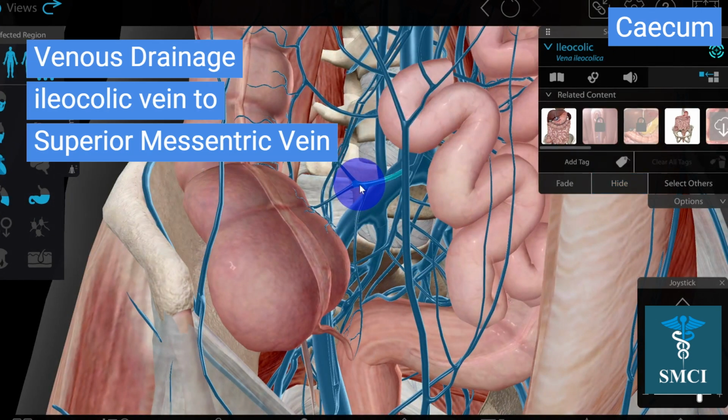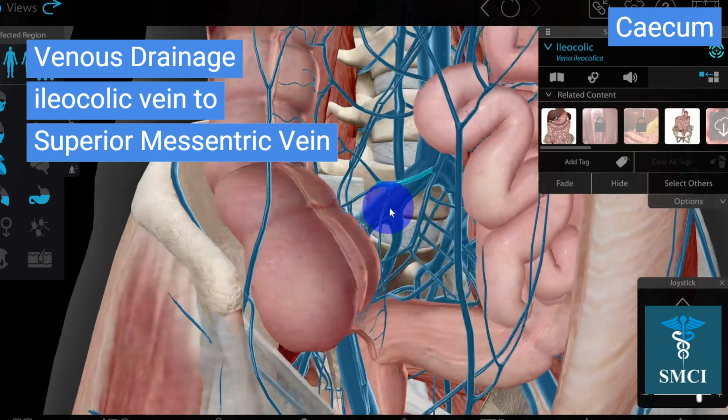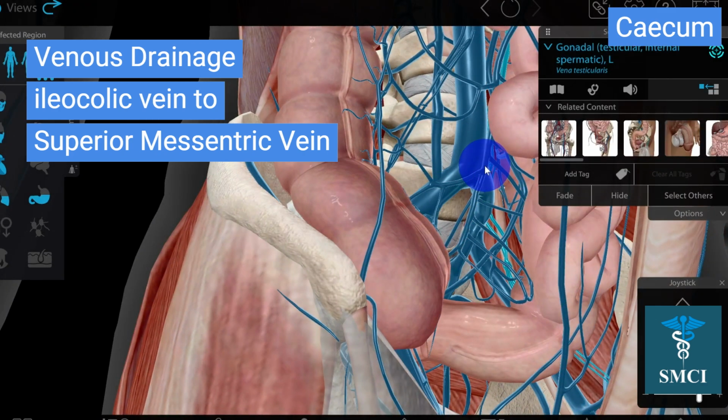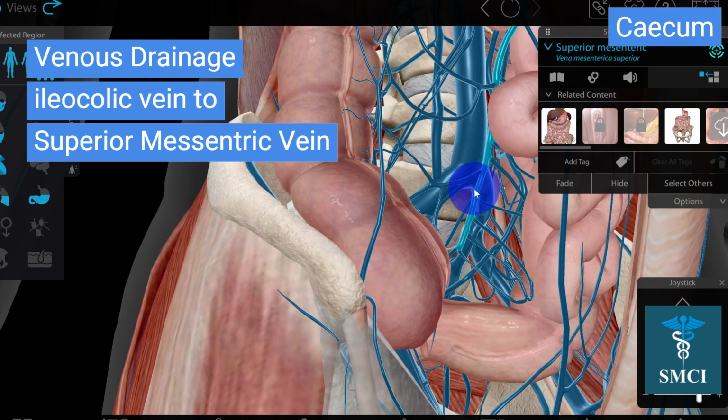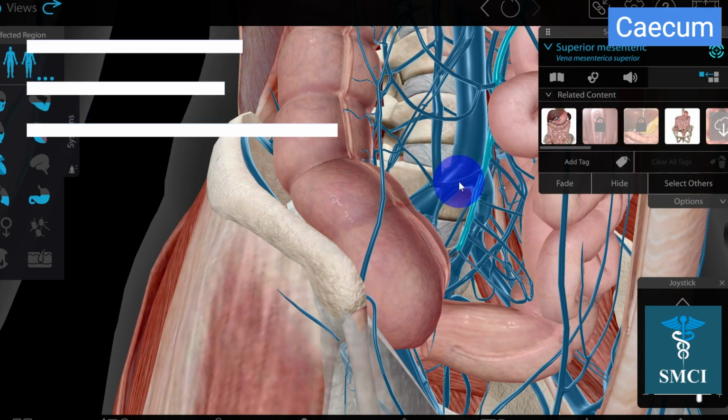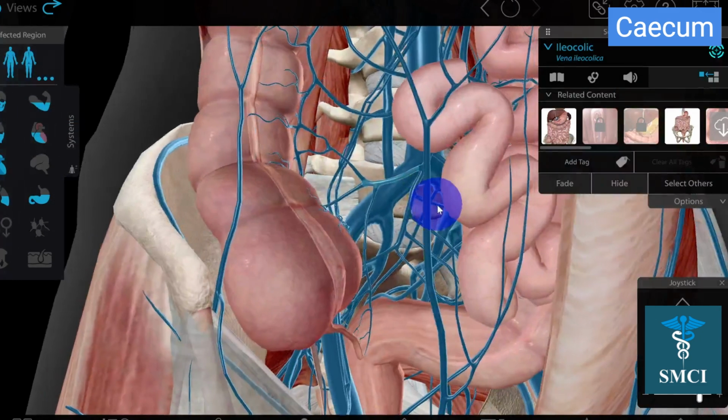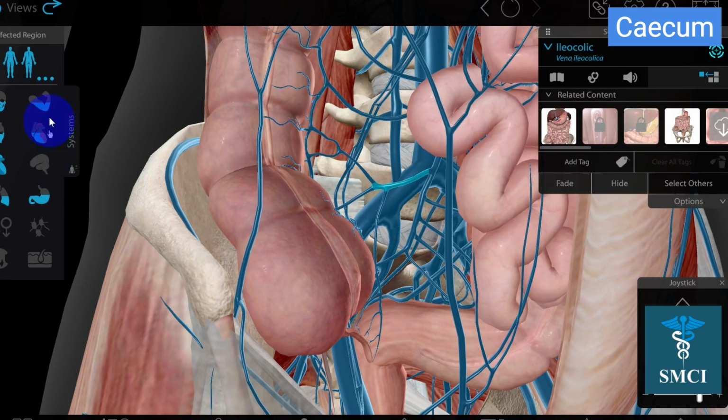Now let's discuss the venous drainage. In the venous drainage, reversely, we will remember that the cecal branches drain into the ileocolic vein, and the ileocolic vein goes into the superior mesenteric vein and the superior mesenteric vein to the portal vein. That's how the ileocolic vein drains the cecal branches.